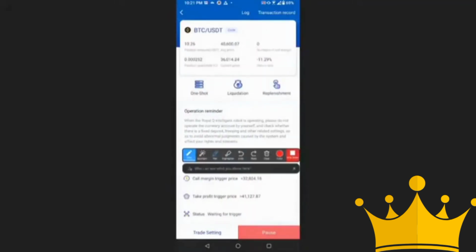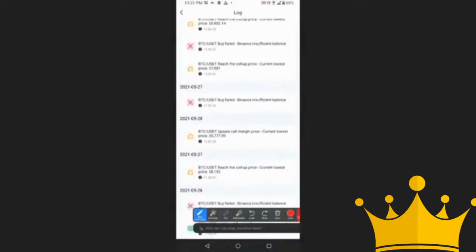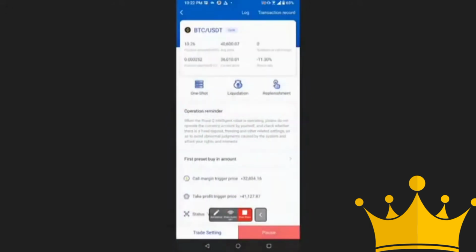Another thing, I click here on log. You see what the log says here: the price came for the call, but there is insufficient balance in my Binance account. People ask me, what happens if my Binance has no money, no USDT deposit? What will happen to my trade? No problem. The bot will try to execute the buy, but if there's no USDT, it will just tell you it failed to buy.